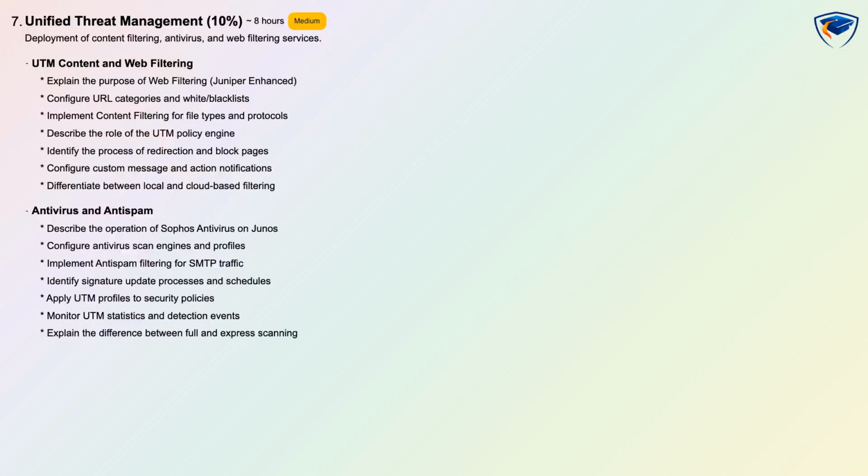Unified Threat Management is 10% and focuses on deploying content filtering, antivirus and web filtering services to protect users and resources. This medium domain takes about 8 hours of study with conceptual and scenario tasks. You will learn Juniper Enhanced Web Filtering, configuring URL categories, white and blacklists, content filtering by file type and the UTM policy engine. You will also study antivirus integration such as Sophos on Junos, anti-spam for SMTP, signature updates, applying UTM profiles to policies and monitoring detection events.